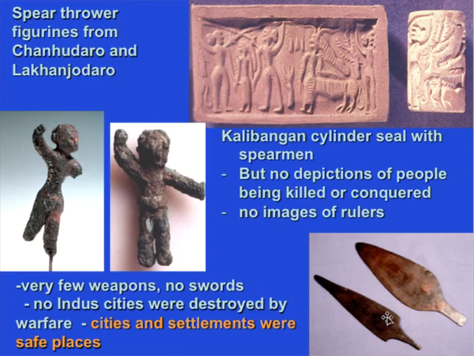But the absence of swords indicates the absence of certain styles of warfare that were common in other regions, including China. We also know that no Indus cities were destroyed by warfare. So cities and settlements were safe places. They were places where people could live, could practice their trade, and could exchange materials and wear ornaments and be involved in their rituals without fear. Now, outside the city may have been a totally different story, and that's something that we would have to deal with in a different lecture.